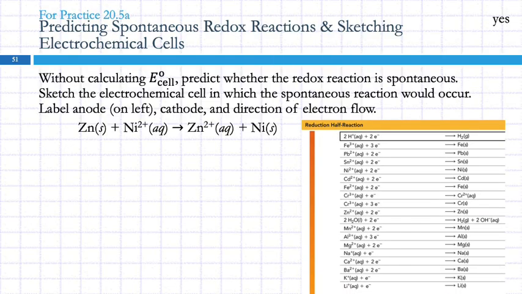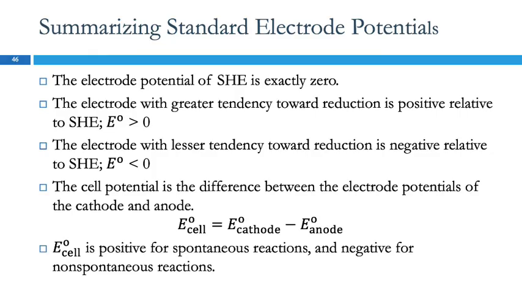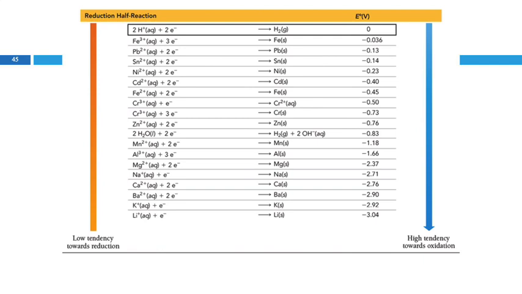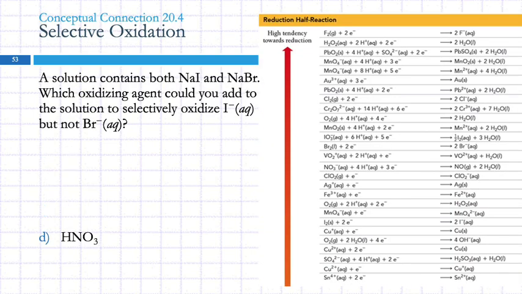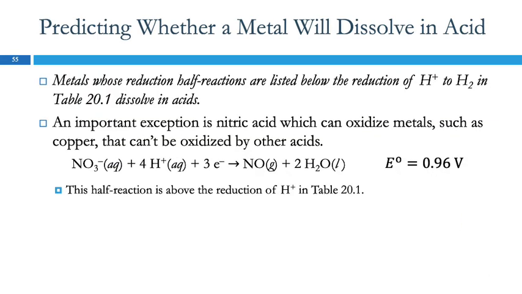Let's go back to the whole table. There's hydrogen. So all of the metals below it will dissolve in acid. Copper is above. It will dissolve in nitric acid and only nitric acid because the reaction that occurs is different. It's not this one. It actually uses the nitrate.